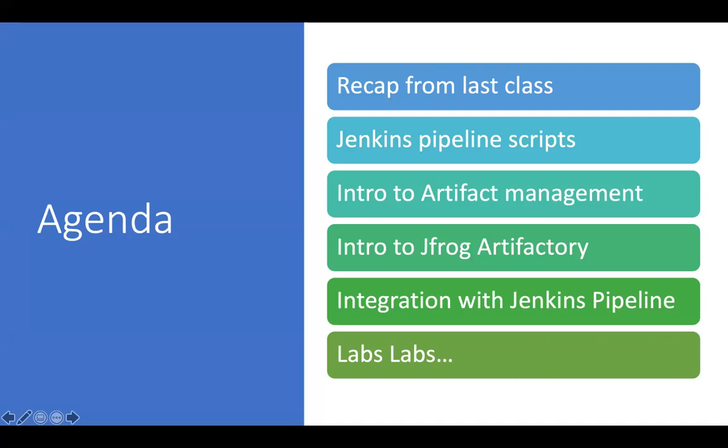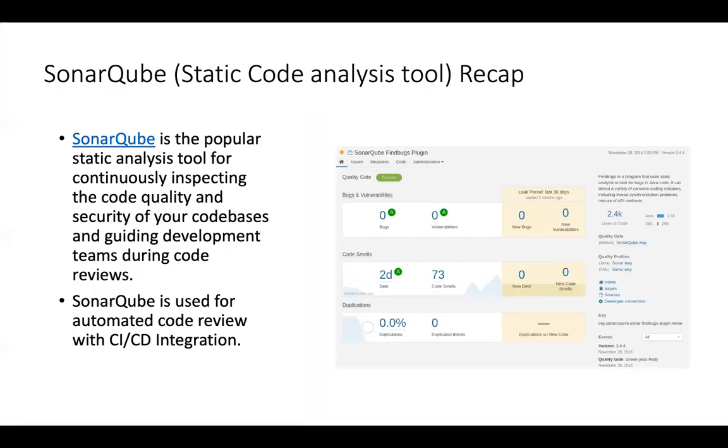Again, we're going to do a recap from the last class that we did. Then we're going to talk about the pipeline that we have right now. Then we're going to learn about artifact management, then do some introduction to JFrog Artifactory. Then we're going to integrate it with our pipeline. That will be the lab part. Then we're going to go to the lab.